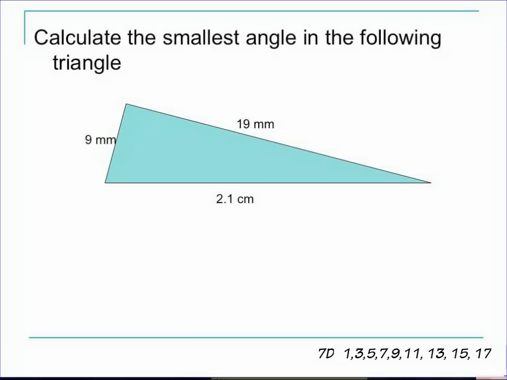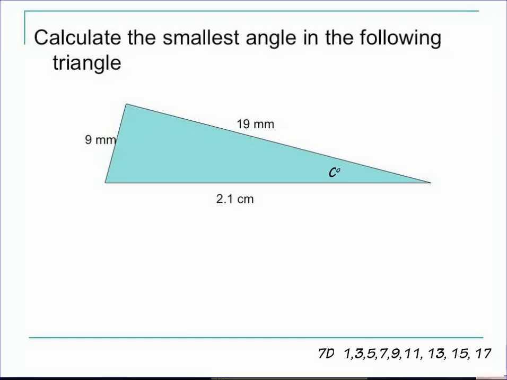So I'm going to call the angle that relates to 9 millimeters angle C. Okay, and this is the angle that we're going to find. There is one other important piece of information when you're labeling the triangle: we've got 2.1 centimeters listed, and the rest of the units are in millimeters. So you need to change that centimeters into millimeters. So you need to write down that the length is actually 21 millimeters, not centimeters.